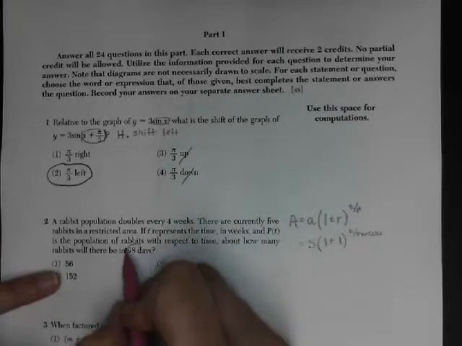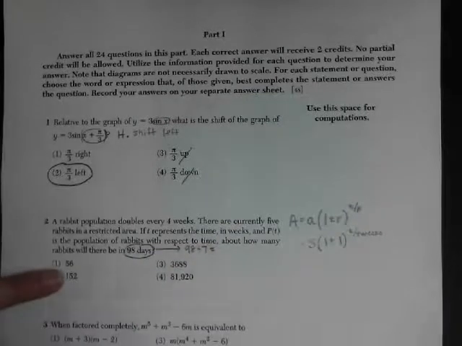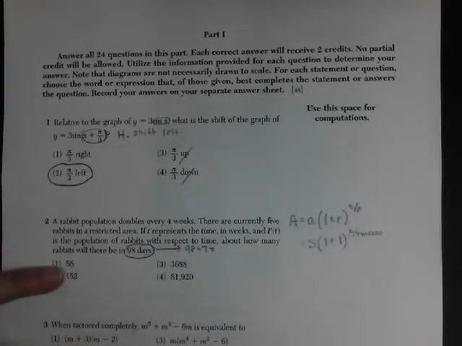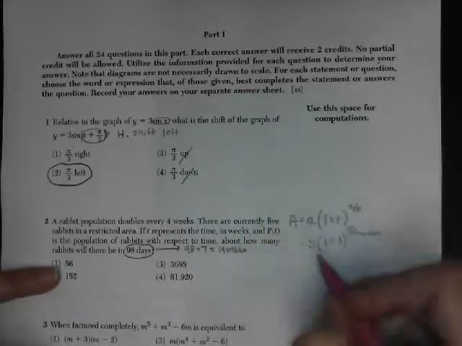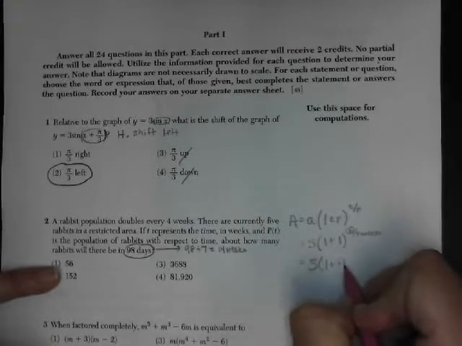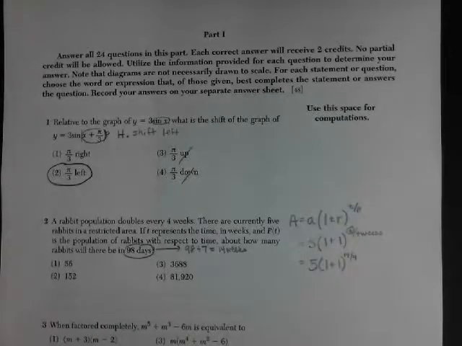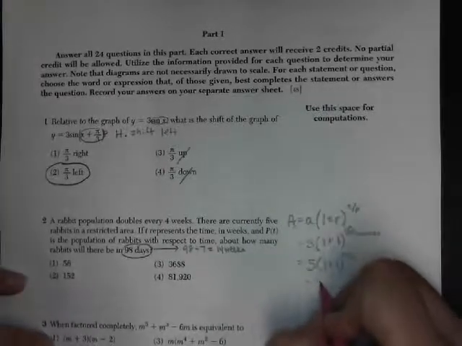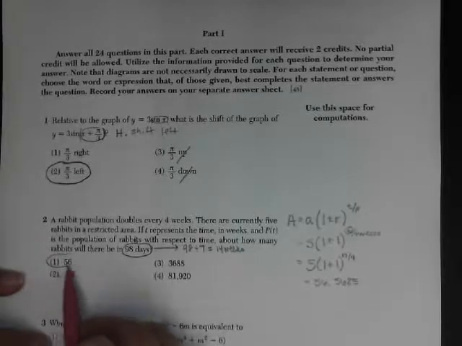So for 98 days, I first want to change that into weeks by dividing by 7 days. 98 divided by 7 is 14 weeks. So I'm just going to plug in a 14. It's going to be 5 times (1 plus 1) to the 14 over 4. And 5 times 1 plus 1 raised to the 14 divided by 4 power gives me 56.5685. About how many rabbits? The closest one by far is the 56.